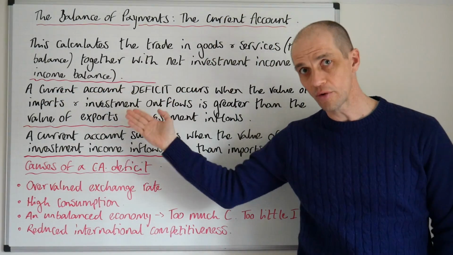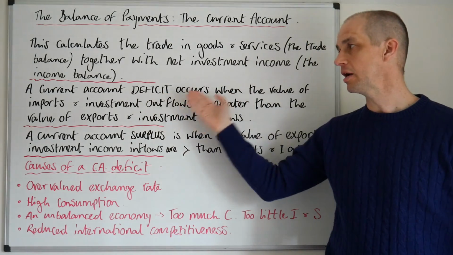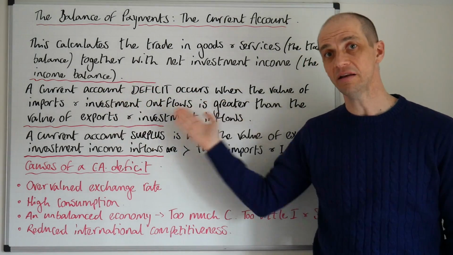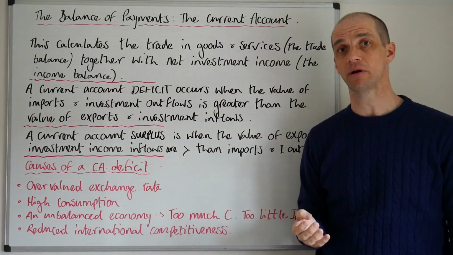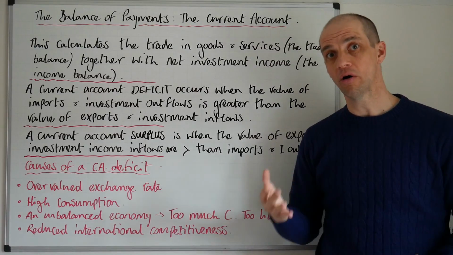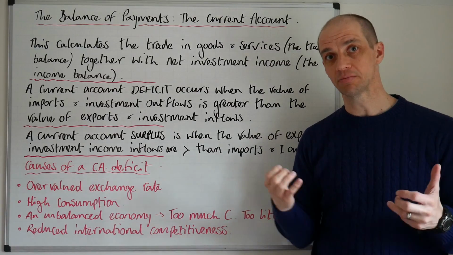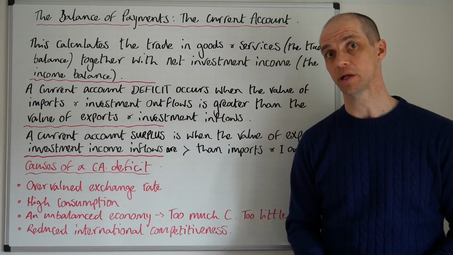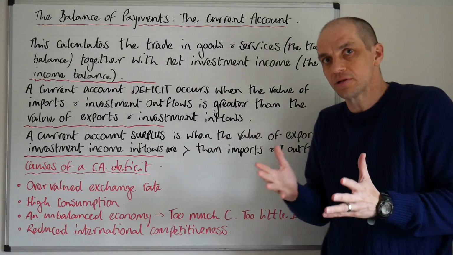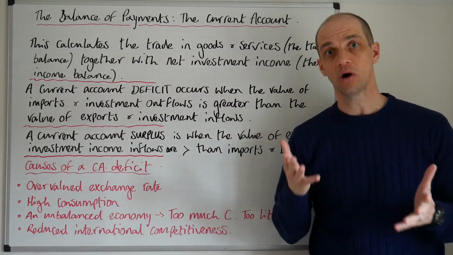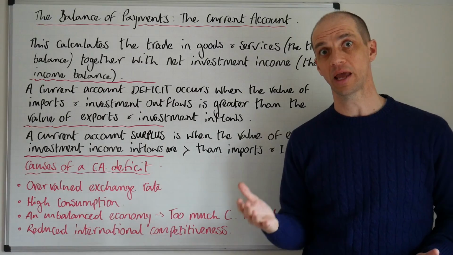So a current account deficit is simply going to mean that the value of imports and investment outflows is greater than the actual value of exports and investment incomes or investment inflows into the country. Okay, so that's fairly straightforward to understand once you are clear on the definition for the current account there.